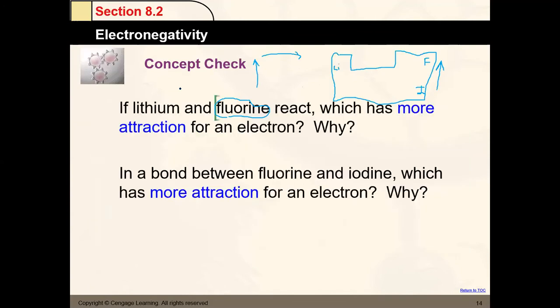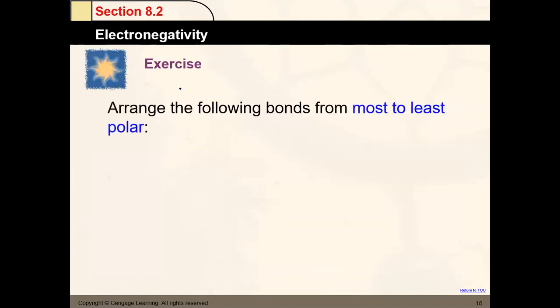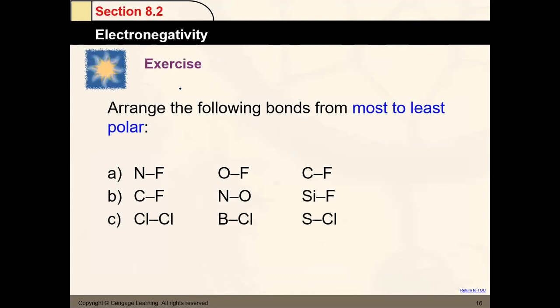But again, we don't need to memorize the electronegativity. Normally we do it by reference, by looking at the periodic table, and we'll say, oh, this is ionic, this is polar covalent, this is covalent. Exercise: arrange the following bonds by polarity.